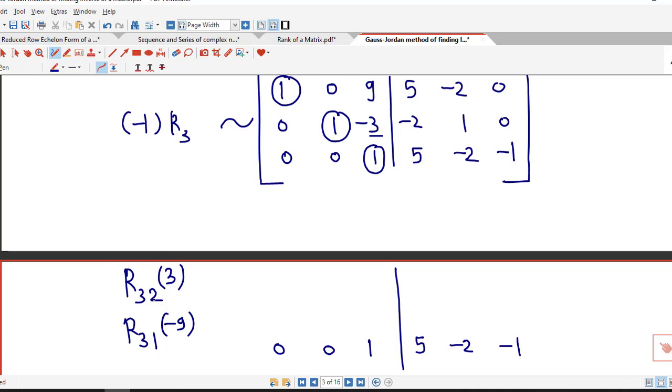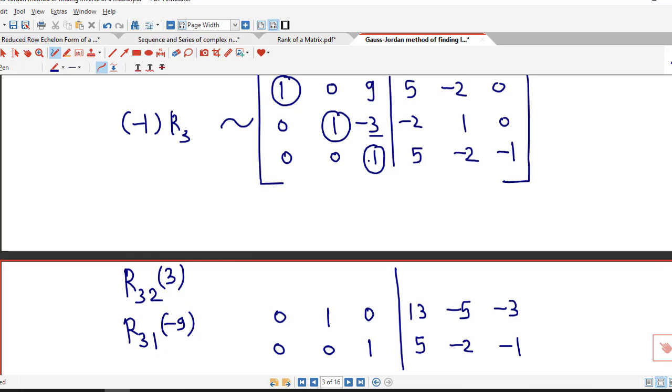We have to multiply third row by 3 and add here. So these two are 0. So we have 0, 1 as it is, and 1 into 3, which is 3, minus 3. So we obtain 0. Then 5 into 3, 15 minus 2, that is 13. -2 into 3, -6, plus 1, -5. -1 into 3, which is -3, plus 0. So we obtain -3.